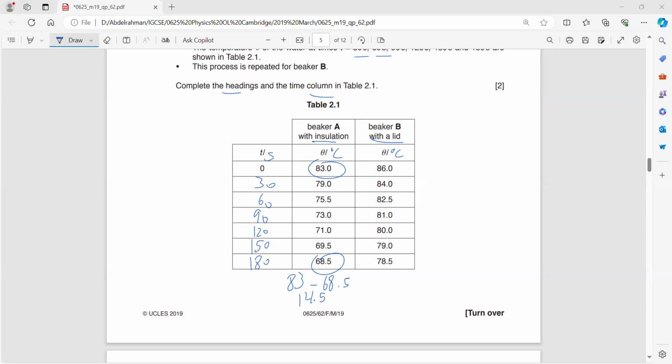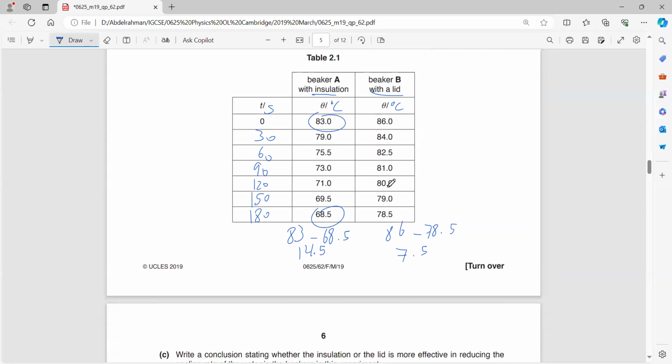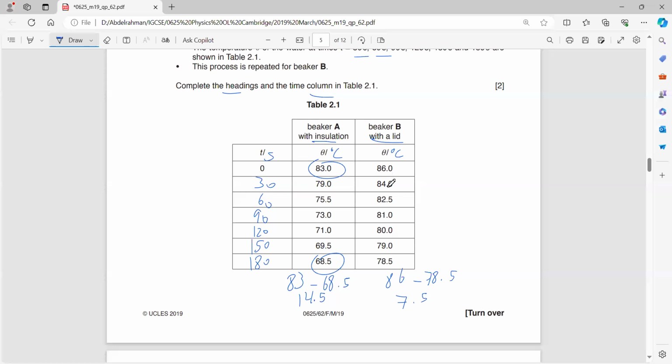The other one would be 86 minus 78.5. This is a difference of only 7.5 degrees Celsius. Again, correct me if I am wrong. 14.5 and 7.5, which is more effective? Which is more effective in reducing the rate of cooling?